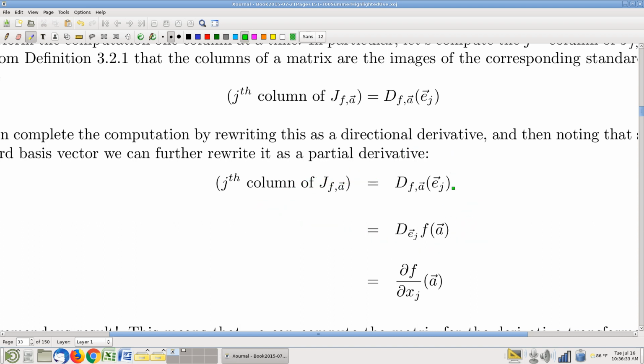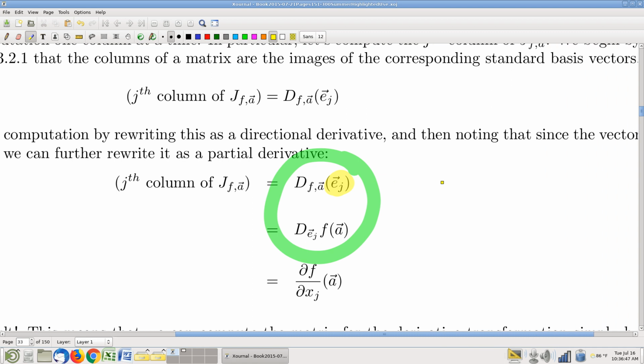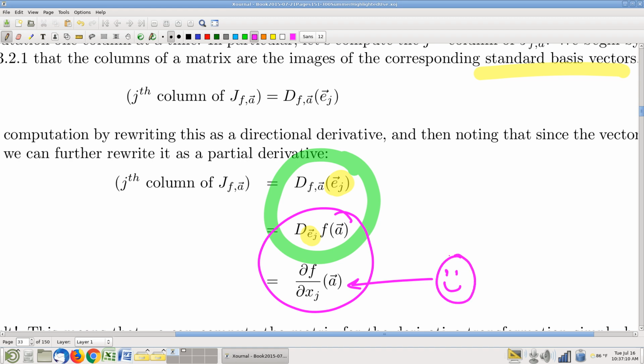Whoops, sorry, my highlighter did something weird there. Derivative transformations compute directional derivatives. That's a standard basis vector. Again, because columns are images of standard basis vectors. That means that the directional derivative is the directional derivative with the velocity being a standard basis vector, which means that this is a partial derivative, which is the world's easiest derivative to compute. And so it's great how this works out.